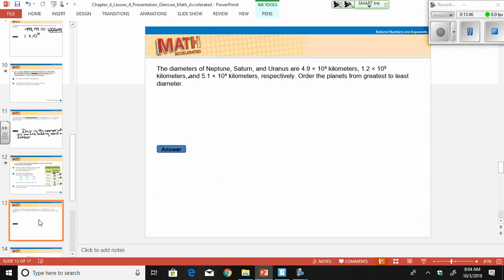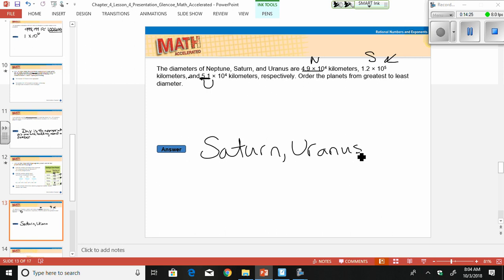The diameters of Neptune, Saturn, and Uranus are 4.9 times 10 to the 4th, so that's Neptune, kilometers, 1.2 times 10 to the 5th, that's Saturn, and 5.1 times 10 to the 4th, Uranus, respectively. So order the planets from greatest to least. So first we start with the exponents. The largest exponent is here on Saturn, so we have Saturn. Then we look at the other two. We said from greatest to least, so the largest is right here with Uranus, and so lastly would be Neptune.